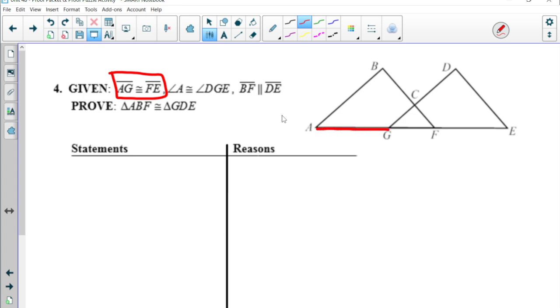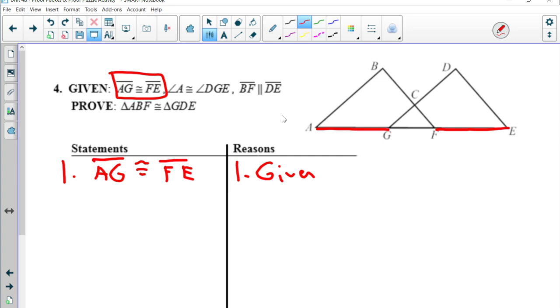We have A to G. We have F to E. Well, let's start with the easy part, which is that we're just going to write down that A to G is congruent to F to E. And for my reason, where did I copy paste that from? That's the given. So I'm going to write given as my reason. All right, now that is not a pair of sides, because it's not the entire way across. It's not the entire side.